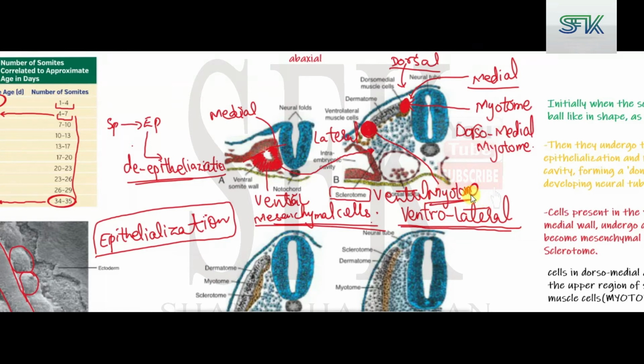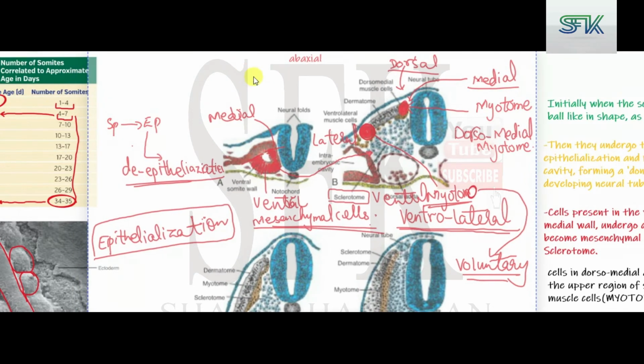This will give rise to the muscles of the embryo, most of the skeletal and most of the voluntary muscles of the embryo. Voluntary muscles of the embryo are derived from the myotome. Voluntary muscles are actually your skeletal muscles mainly.